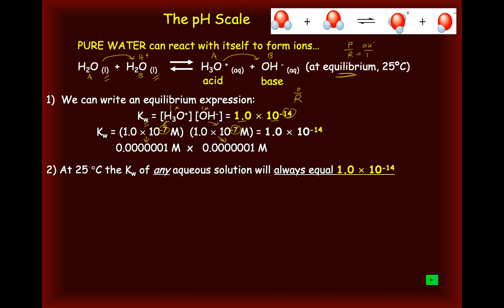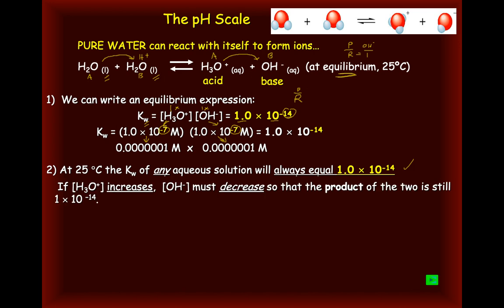What we find is that at 25 Celsius, as long as these two numbers multiply to 1 times 10 to the minus 14th, then if you know one, you know the other. So both of these have to equal 1 times 10 to the minus 14th in any neutral solution of water, or any solution of water for that matter. Now, we could also say that if the H3O plus goes up, then the OH minus must decrease, so that the product of these always equals 10 to the minus 14. So, for example, if this is 8, then this would have to be 6.